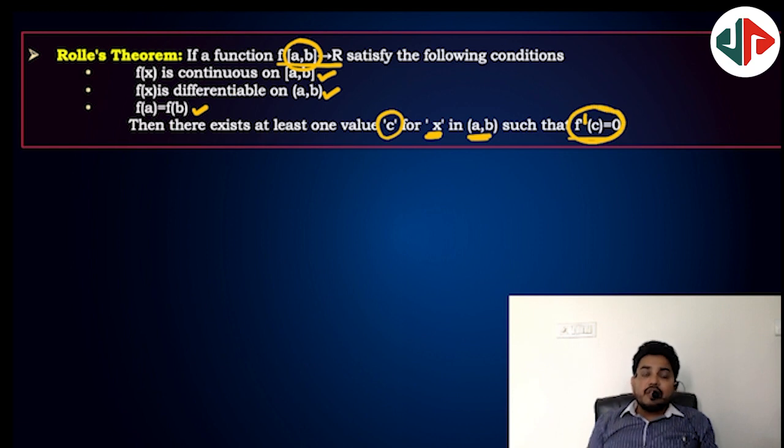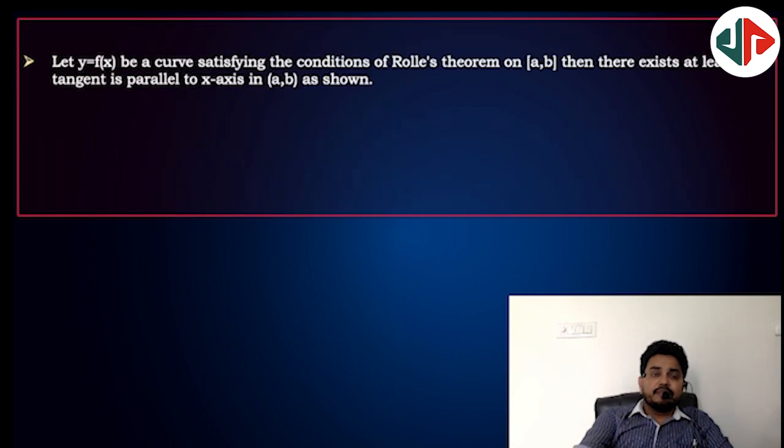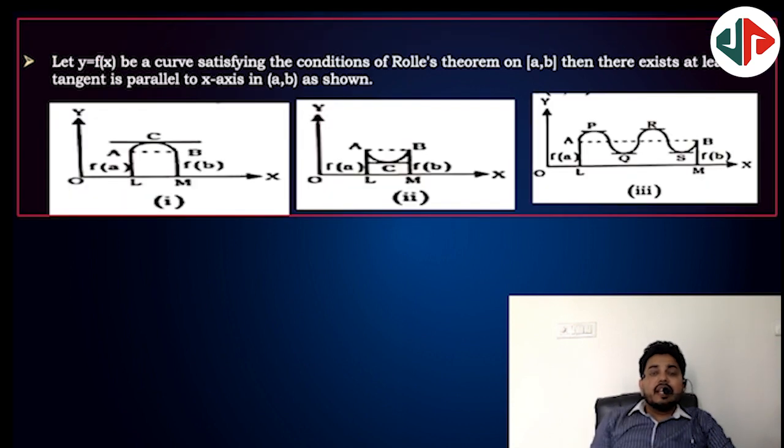Okay. So Rolle's theorem, you need three conditions. One is f of x needs to be continuous, f of x needs to be differentiable, and f of a is equal to f of b. Then this one. This is the Rolle's theorem. And look at here, geometrical way of Rolle's theorem.